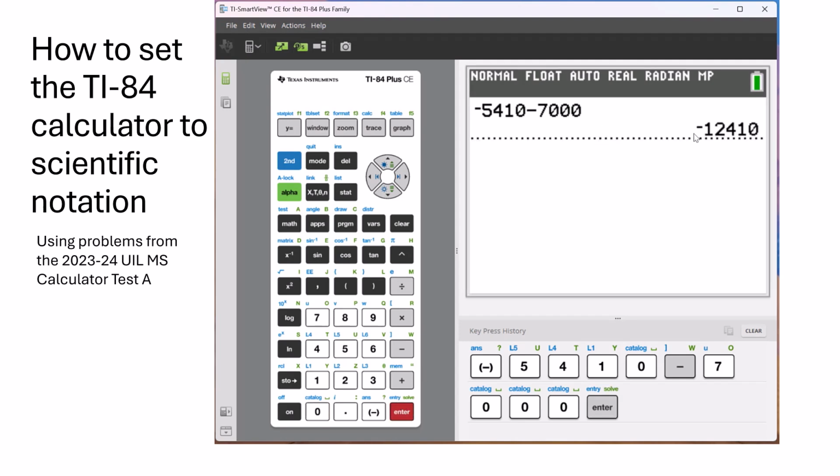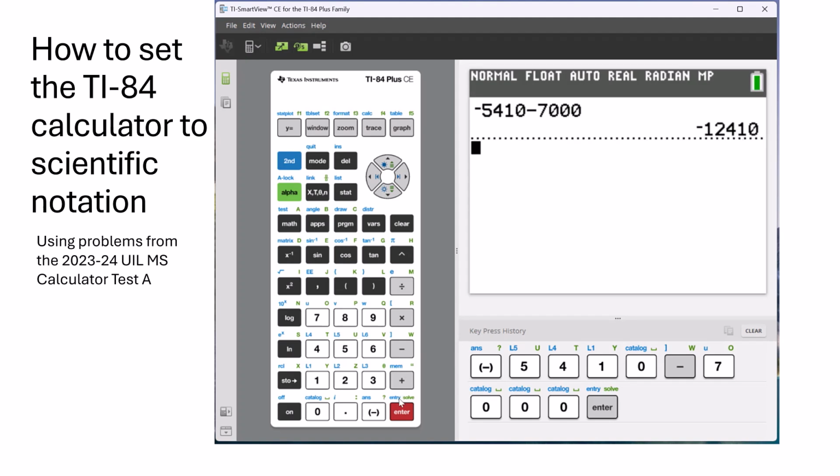So you'd be tempted to write down negative 12410. Unfortunately, even though it is the right solution, it is not the correct answer for the calculator contest. We need to put this in 3 significant digits. So you probably want to do, you could say negative 12400, so you don't actually have to change to scientific notation.